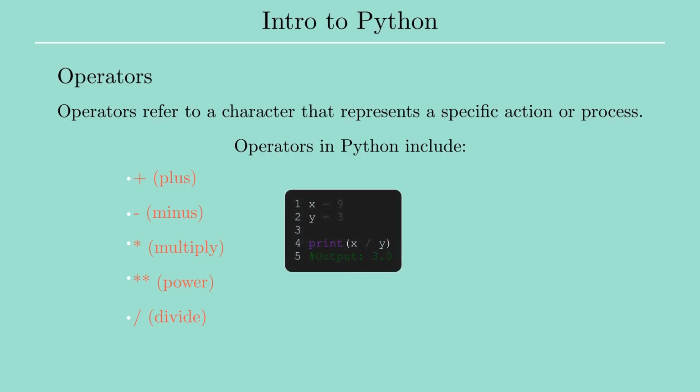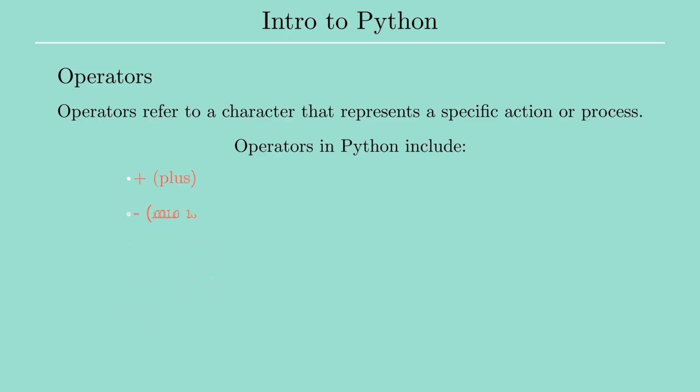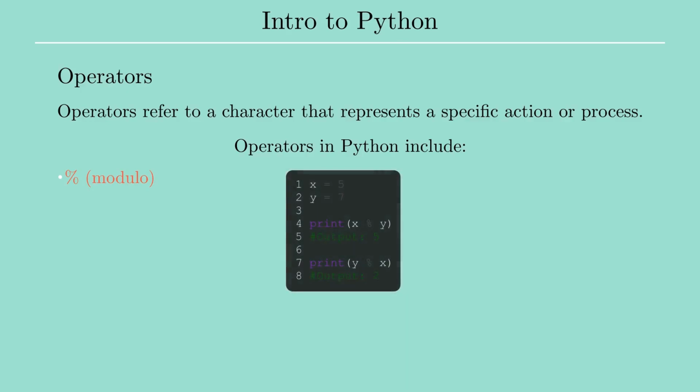Divide. This is used to divide two data values. The denominator cannot be a zero, as this would cause a zero division error. Modular. This gives the remainder after division between two data values. The denominator cannot be zero, as this would also cause a zero division error.